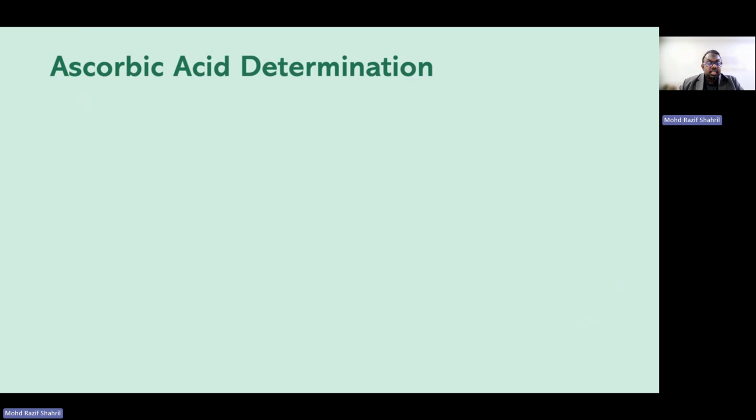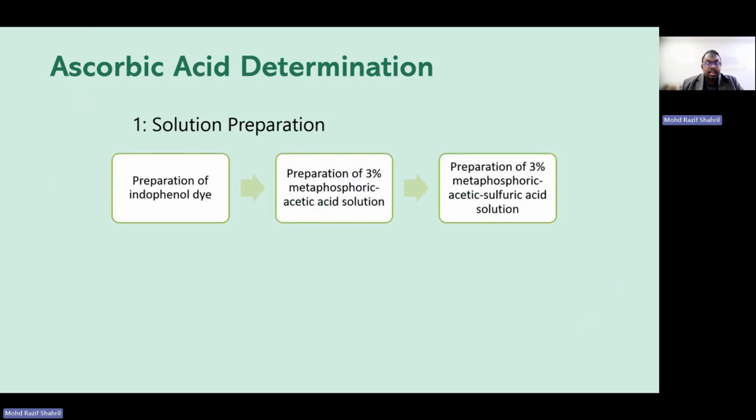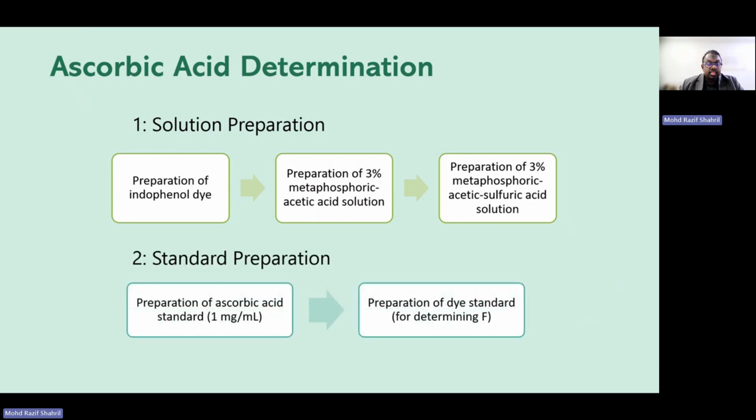So let's look at the calculations. First, we prep our solution and our standard. We must calculate the indophenol dye factor, denoted as F. So F equals the weight of ascorbic acid used in milligrams, usually 2.0 milligrams, divided by the volume of indophenol dye used in the titration.